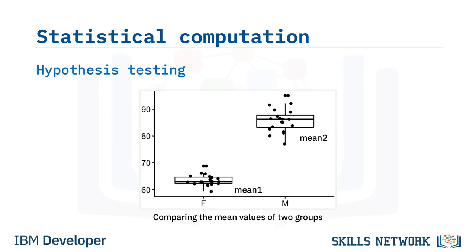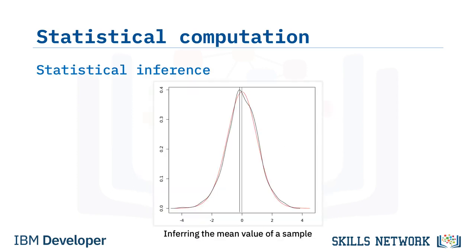Another way to use R is to perform hypothesis testing, such as testing if the mean values of 2 groups are statistically different. Finally, you can use R to infer the properties of unknown distributions, such as inferring an unknown mean value of a population from its samples.